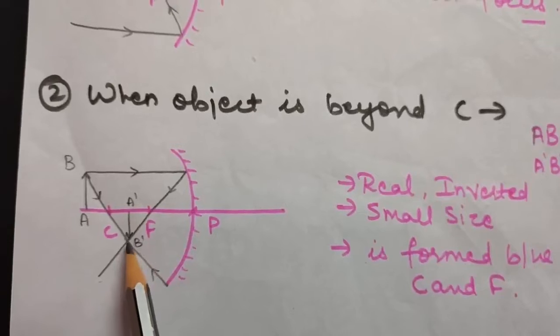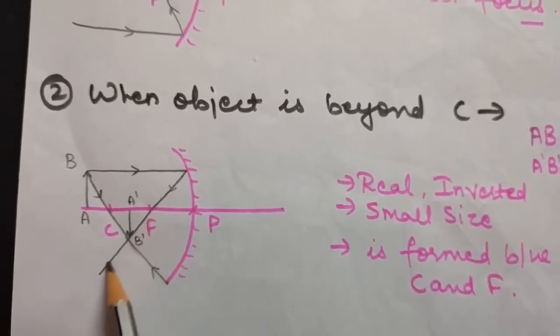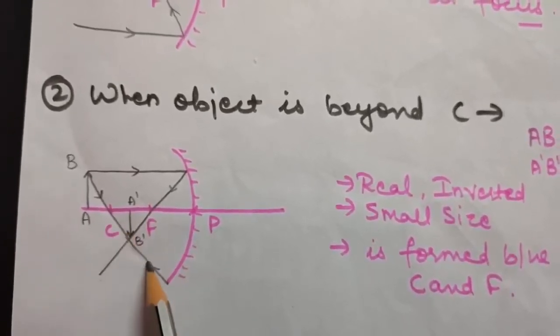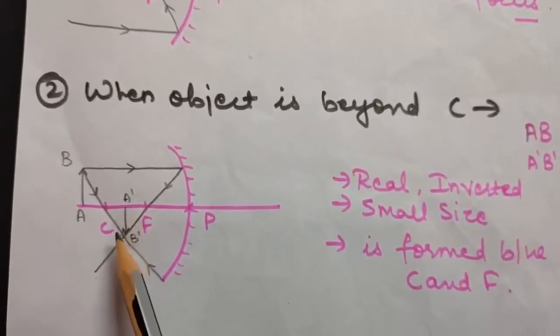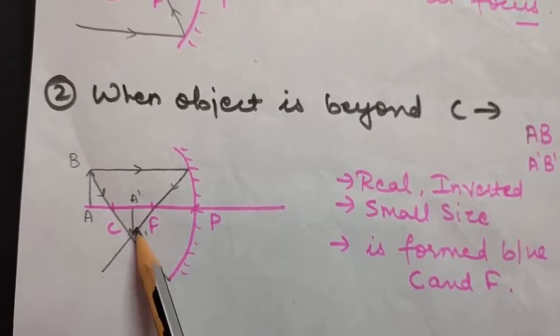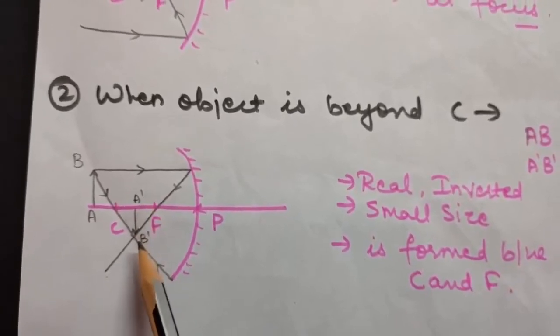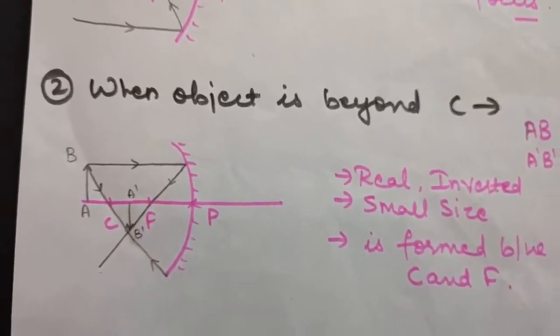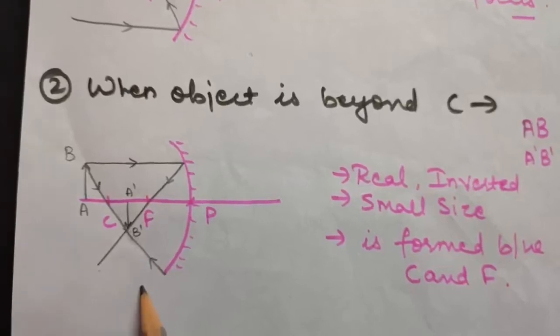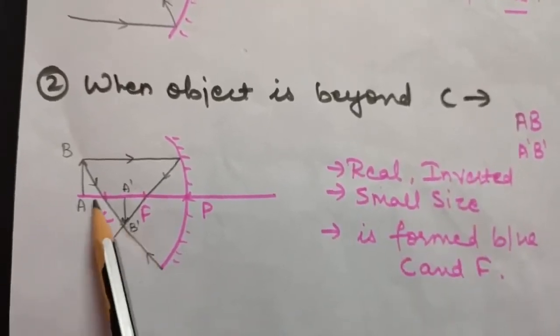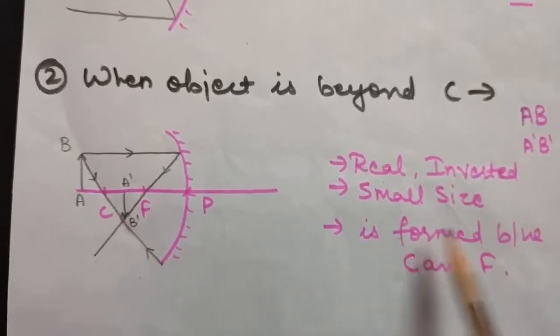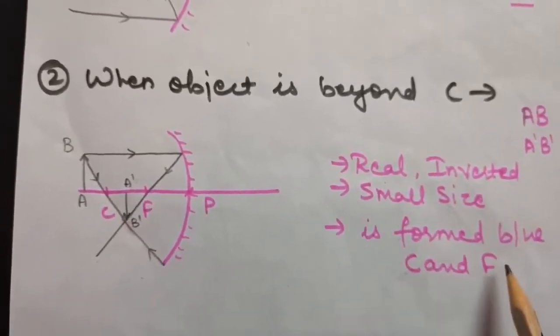So this is the incident ray and this is the reflected ray only. Now they are meeting at this point, that is reflected rays, this one and this one are intersecting at this point. That means this will be the point of image formed. So A dash B dash will be the image formed, and as you can see it is inverted. So the image formed is real and inverted. It is a small size image as compared to object and it is formed between C and F.